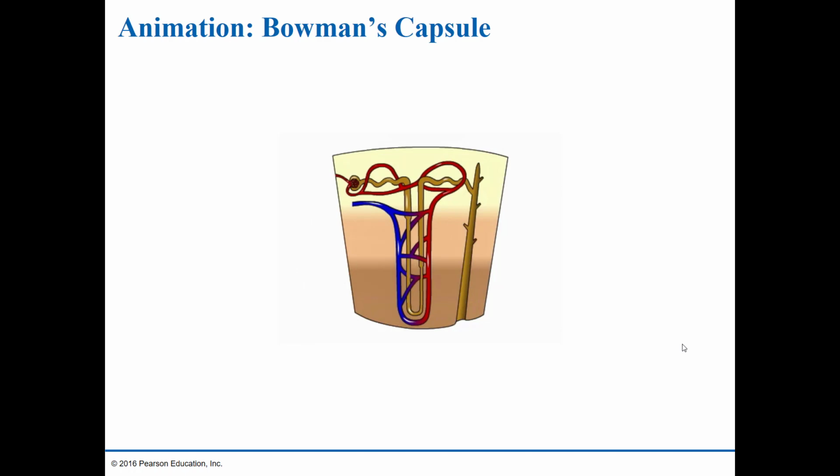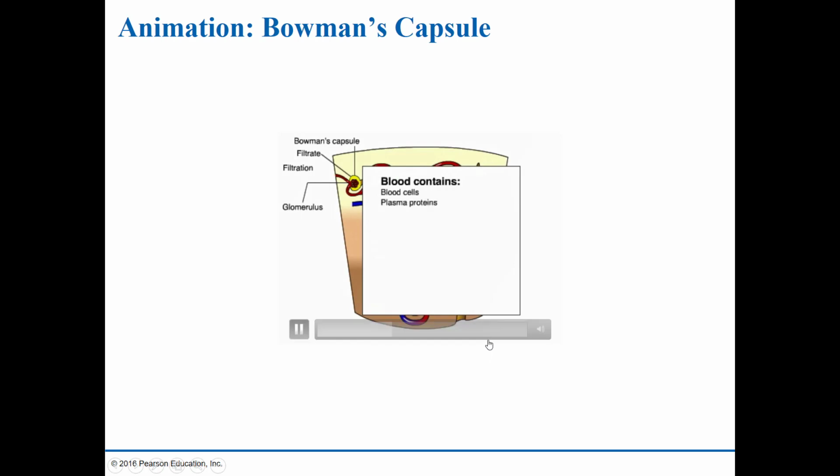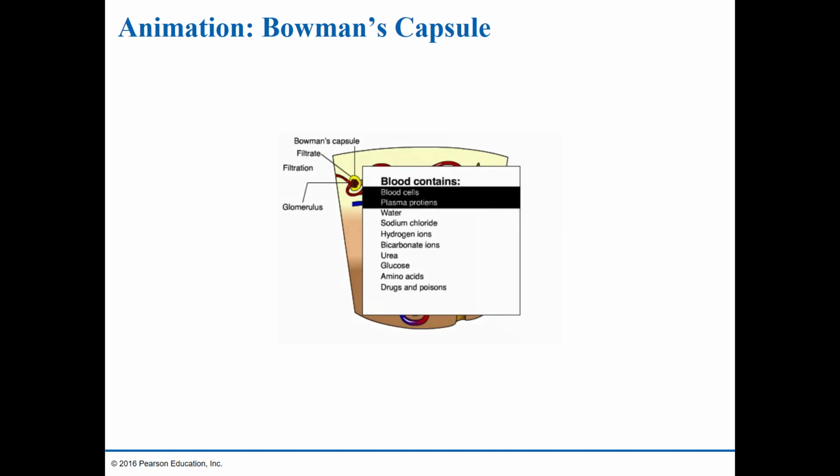As blood flows through the glomerulus, a knot of porous capillaries, water and virtually all other molecules small enough are forced by blood pressure out of the glomerulus and into Bowman's capsule. This process is called filtration, and the fluid that accumulates in Bowman's capsule is called filtrate. Blood contains blood cells, plasma proteins, water, sodium chloride, hydrogen ions, bicarbonate ions, urea, glucose, amino acids, and possibly some drugs and poisons. Blood cells and plasma proteins stay in the blood. They are just too big, but all the other substances are filtered from the blood and form the filtrate that accumulates in the nephron tubule.